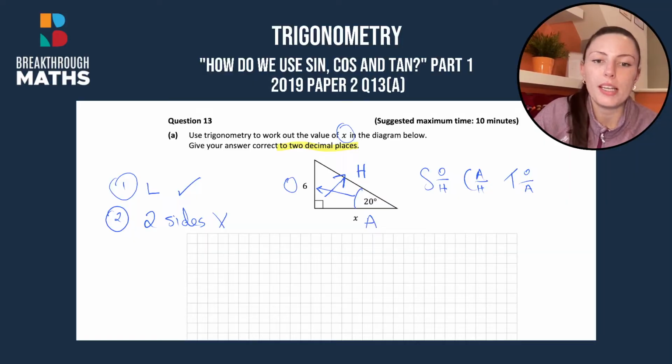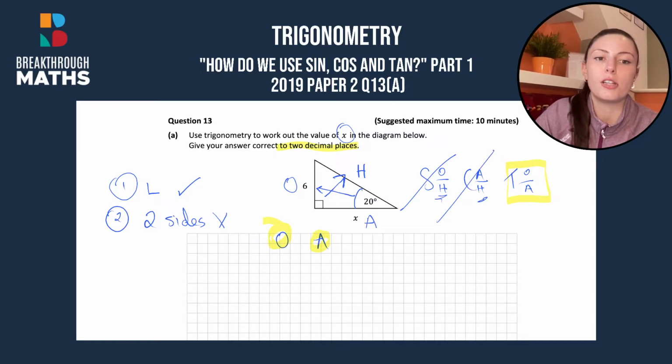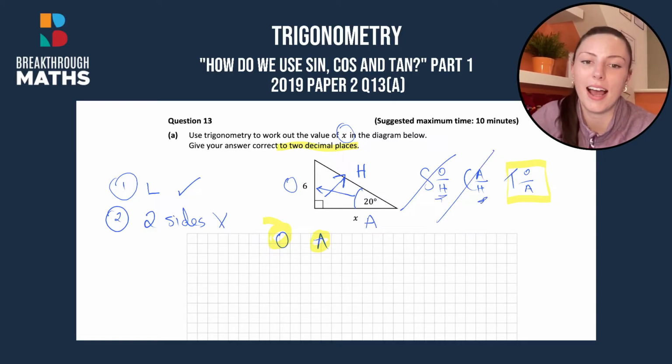So what are we given? We're given O and we need to find A. So which of these has O and A? We can see it's tan has O and A. We're not given the hypotenuse and we're not asked to find it, which means sine and cos, which uses the hypotenuse, will not be used by us. So it's going to be tan.